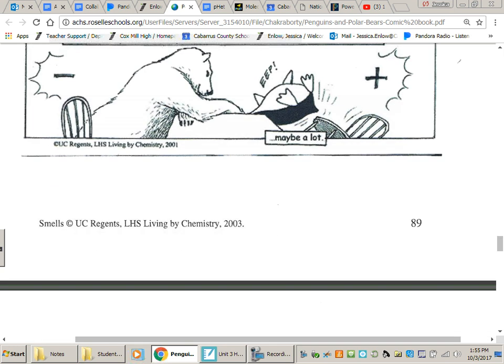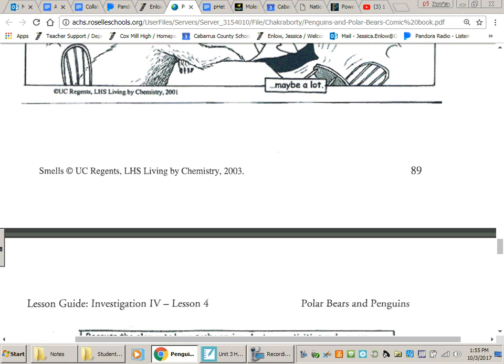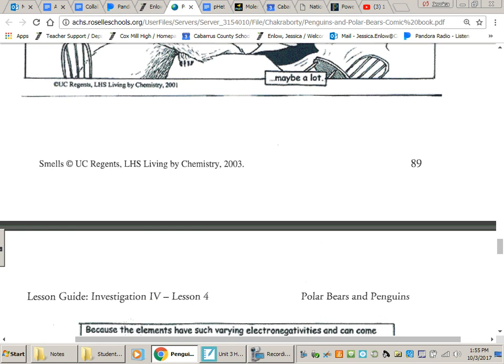What page is it on? 89? It's on page 91. Okay, I'm just seeing where you guys are. Continue, go read the whole thing, okay?